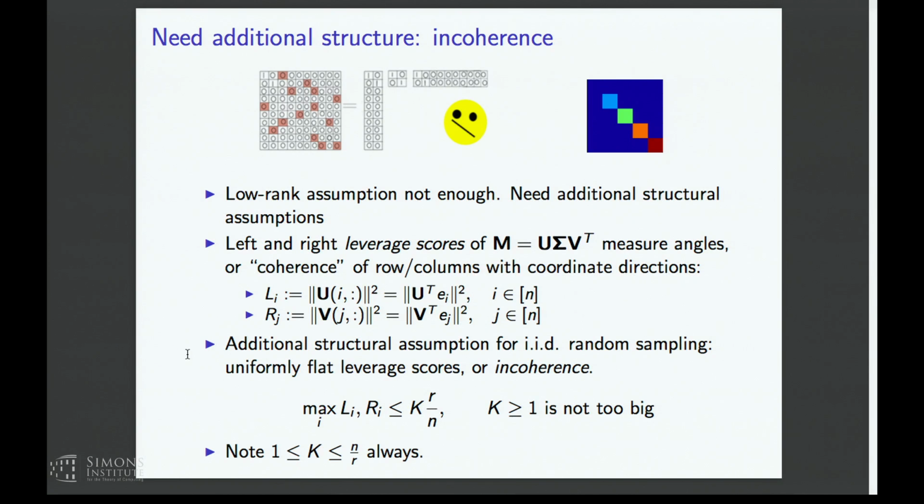So uniformly flat leverage scores, according to this normalization, means that all of the leverage scores of the matrix are essentially on the order of r divided by n, times a constant K. This is a very special situation because, in fact, the maximum value of K can be n divided by r. The leverage scores can go up to 1, as in this bad example, where we have 2 leverage scores equal to 1 and the rest equal to 0. Okay, so this uniformly flat assumption is a very, very strong structural assumption.